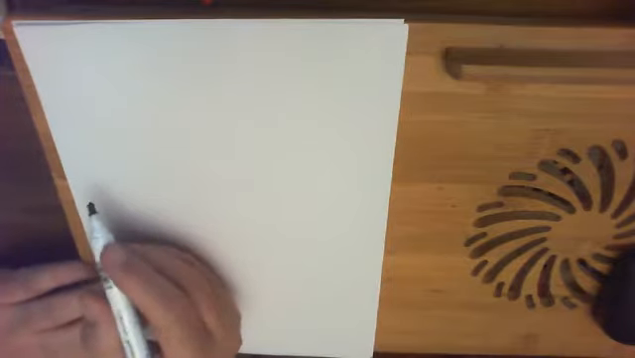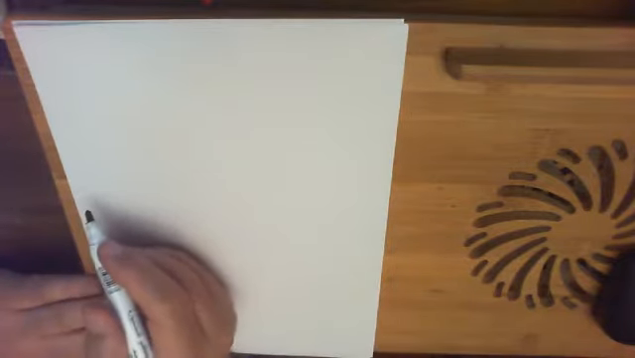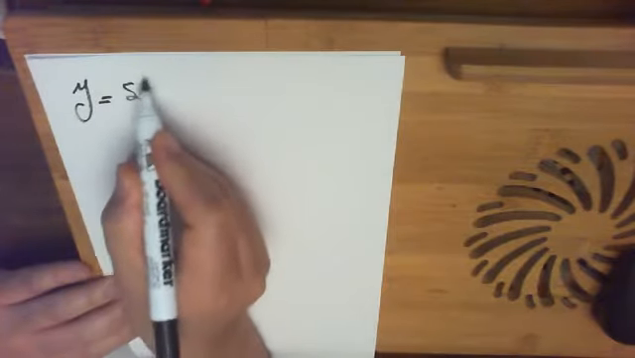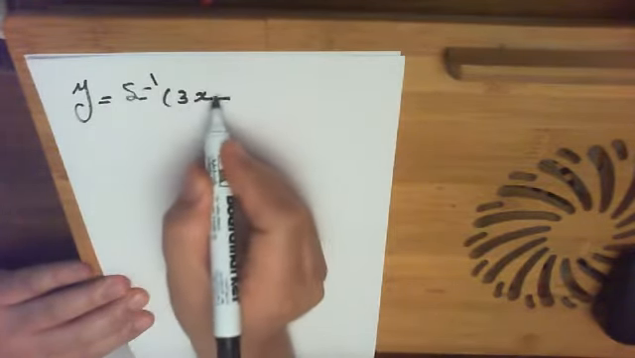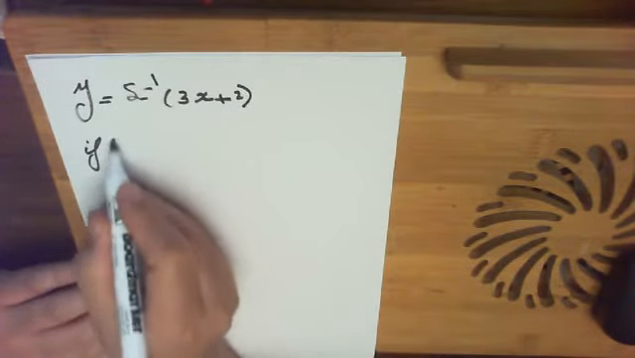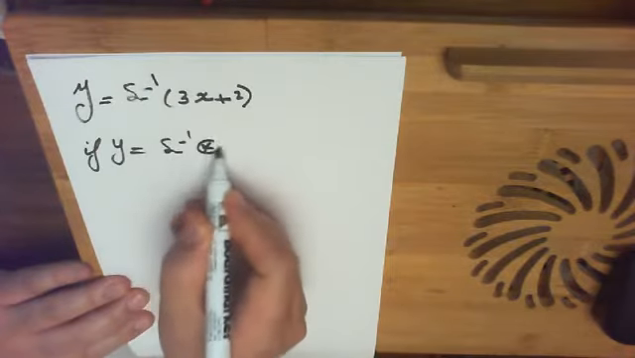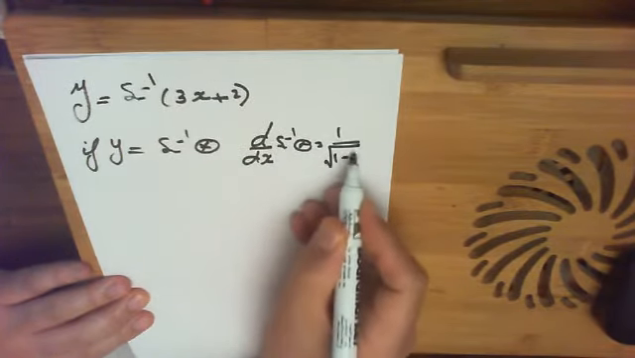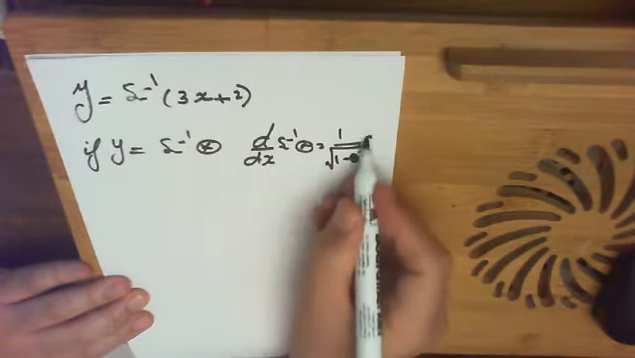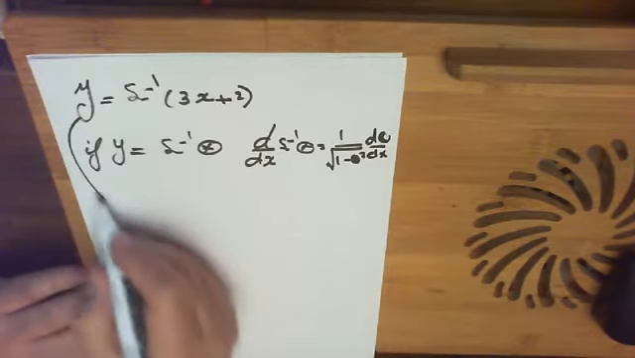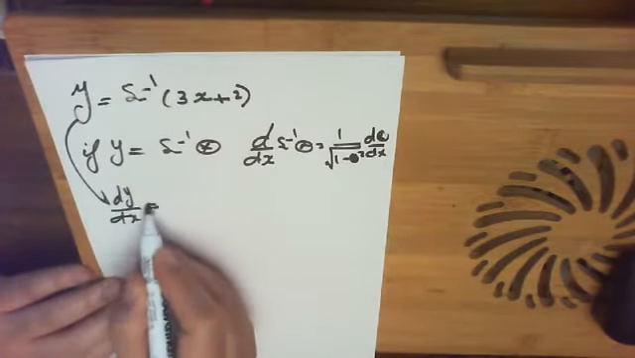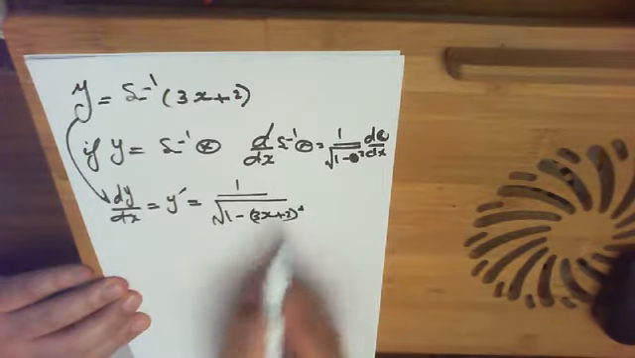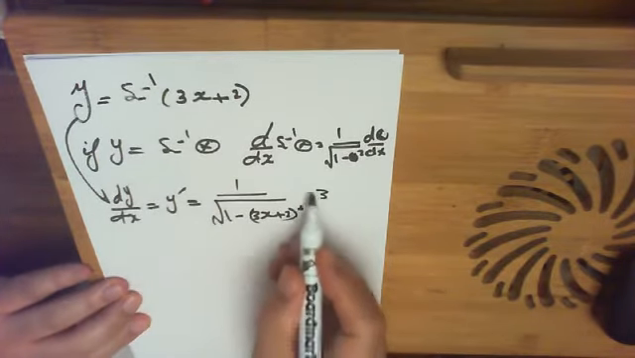Find the derivative of the following functions in the simplest form. First one, we have y equals sine minus 1 of (3x plus 2). As we said before, if y equals sine minus 1 of some function, then d by dx of sine minus 1 of this function equals 1 over the square root of 1 minus the square of this function, times d of the function by dx. So in our problem, dy by dx, or y dash, equals 1 over the square root of 1 minus (3x plus 2) all squared, times the derivative of 3x plus 2, which is 3.